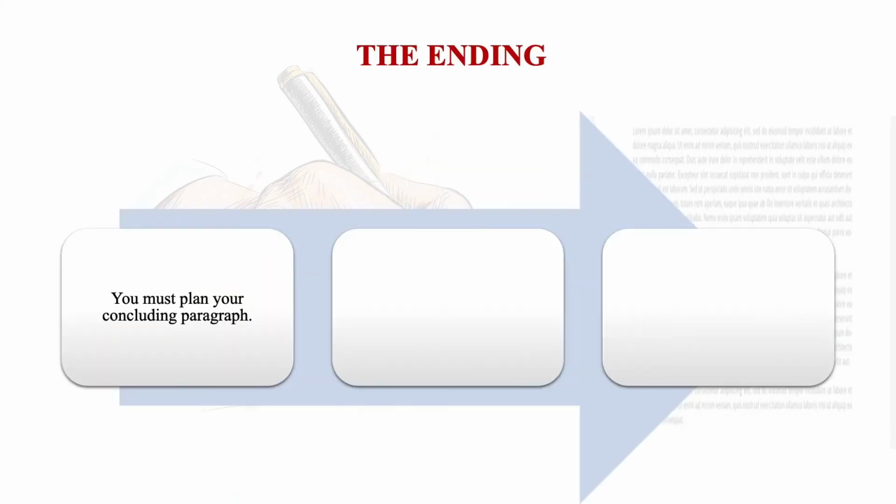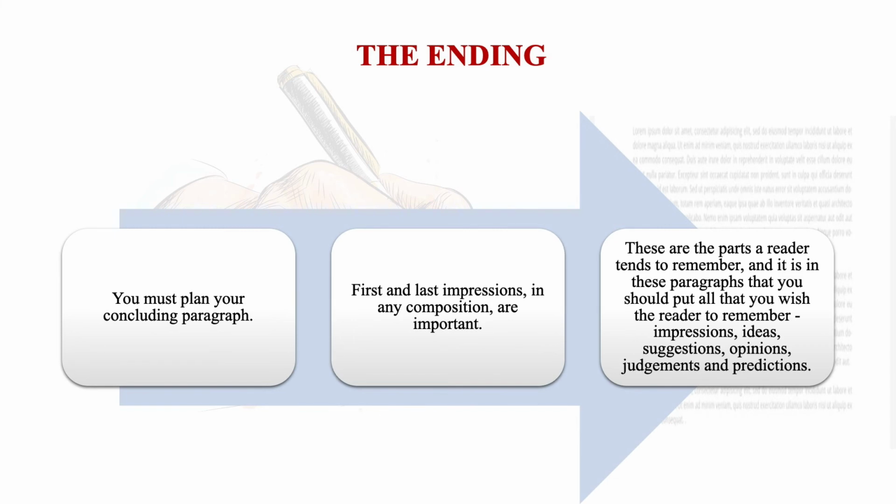Now let me come to the third component of the composition of a paragraph, which is the ending part. What you have to focus on in this ending part is that you must plan your concluding paragraph. First and last impressions in any composition are very, very important. These are the parts a reader really tends to remember, and it is in these paragraphs that you should put all that you wish the reader to remember.